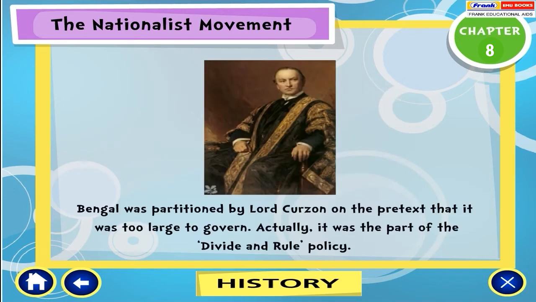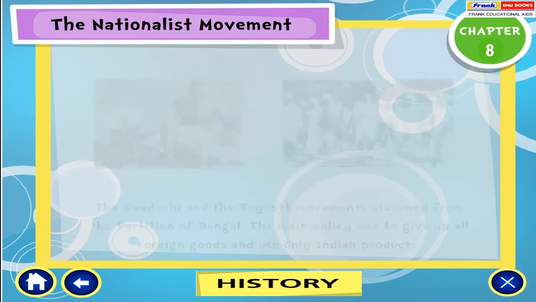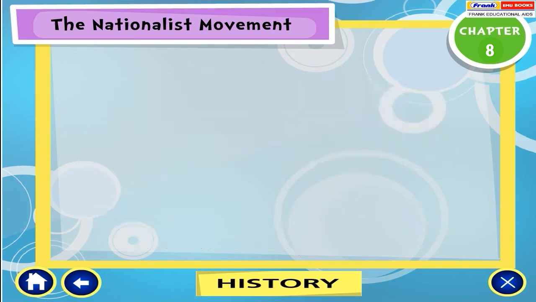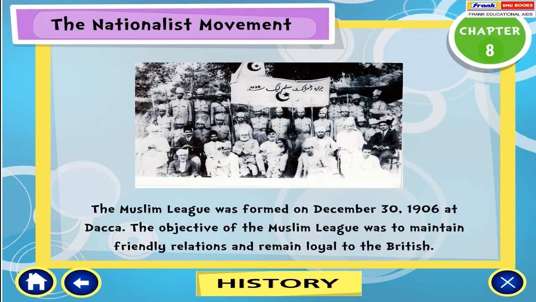Bengal was partitioned by Lord Curzon on the pretext that it was too large to govern. Actually, it was part of the divide and rule policy. The Swadeshi and the boycott movements stemmed from the partition of Bengal. The main policy was to give up all foreign goods and use only Indian products. The Muslim League was formed on December 30th, 1906 at Dhaka. The objective of the Muslim League was to maintain friendly relations and remain loyal to the British.